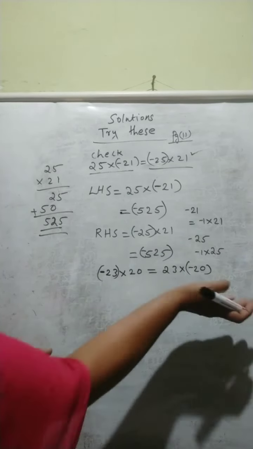23 times 2, that is 46. We can keep there 0. This 0 is for this, 20 is 0. Then keep this negative sign. Then RHS is equal to 23 multiplied by negative 20. That is equal to 23 times 2, that is 46. Keep there 0. Then keep negative sign. So these both are equal. Negative 460 is equal to negative 460. So we can say LHS equal to RHS. So this side will be equal to this side. Clear? Next, page number 12.